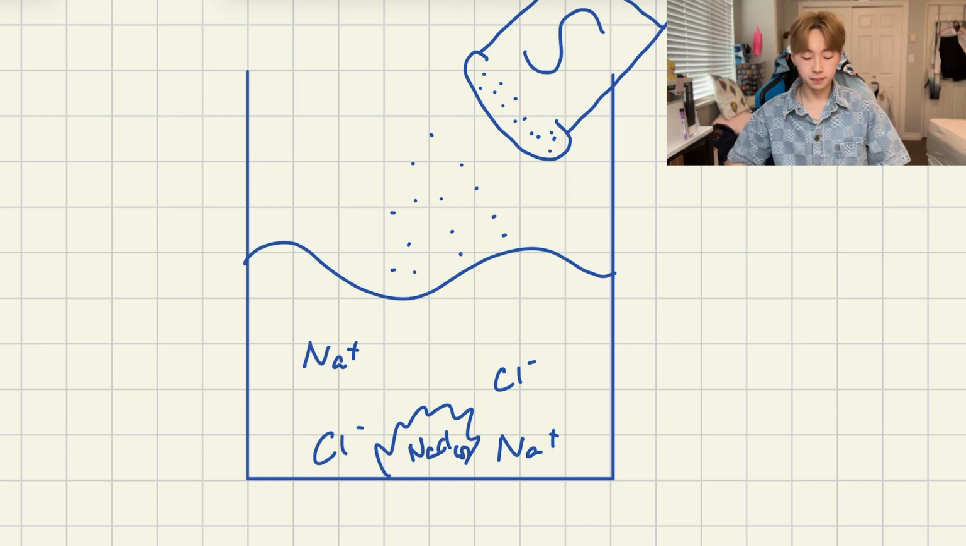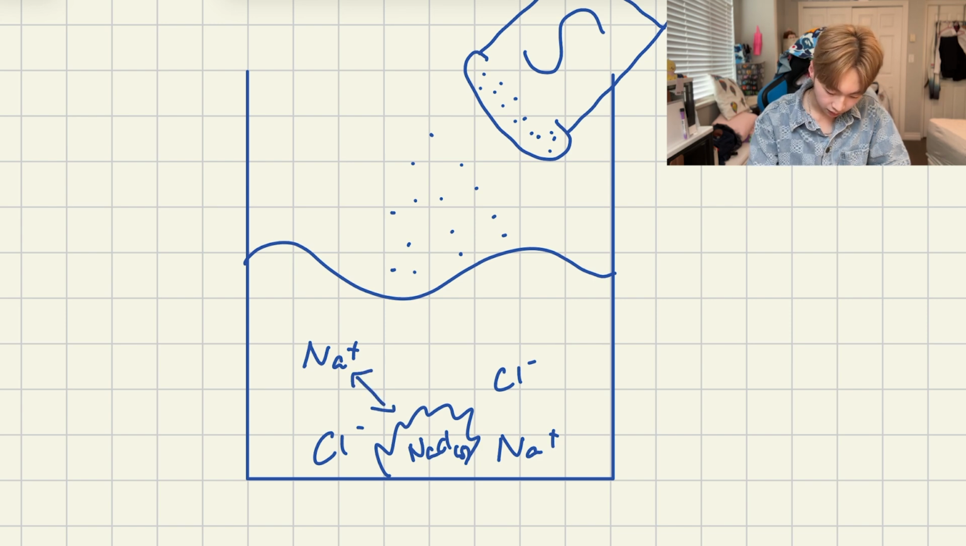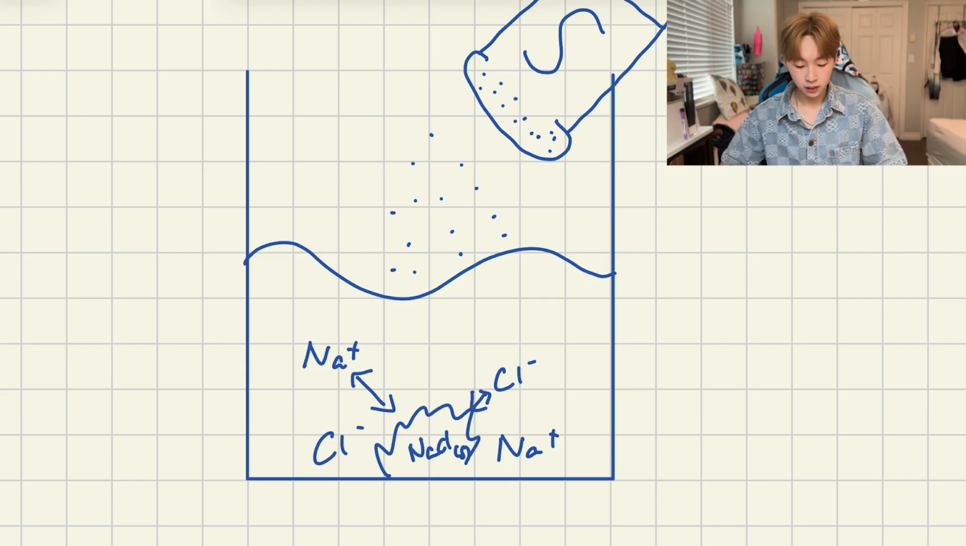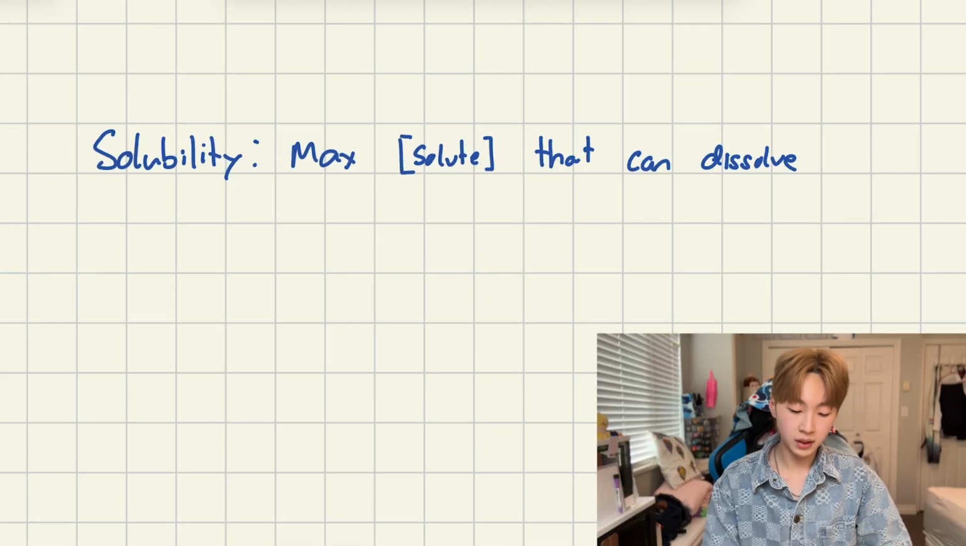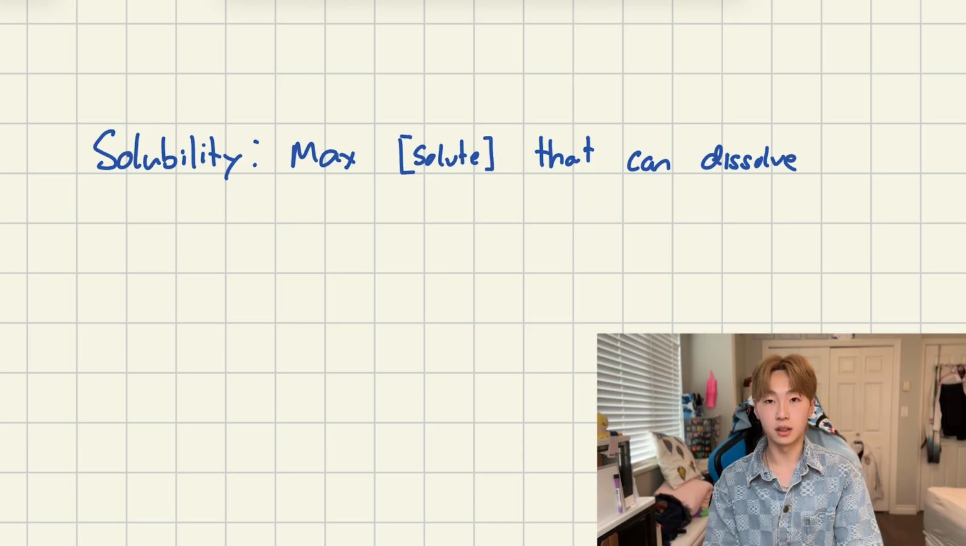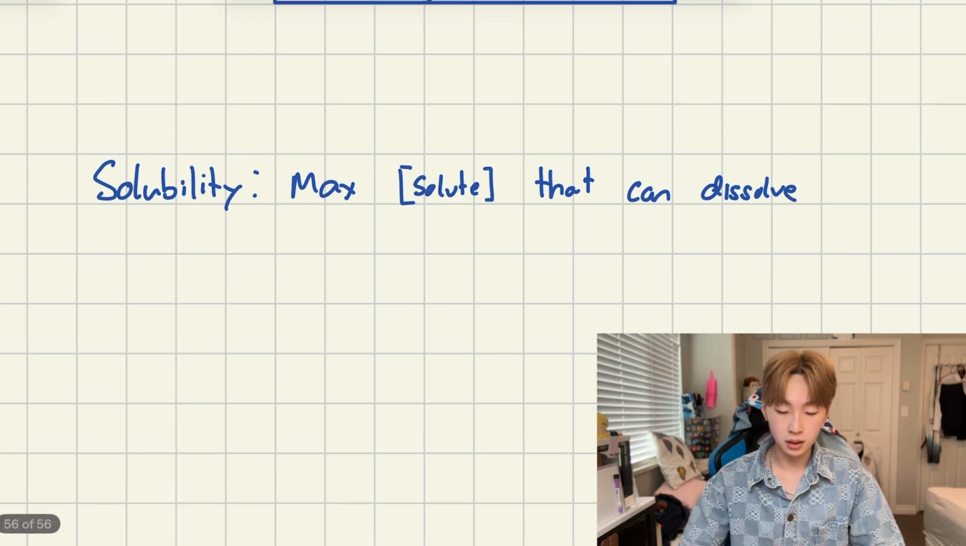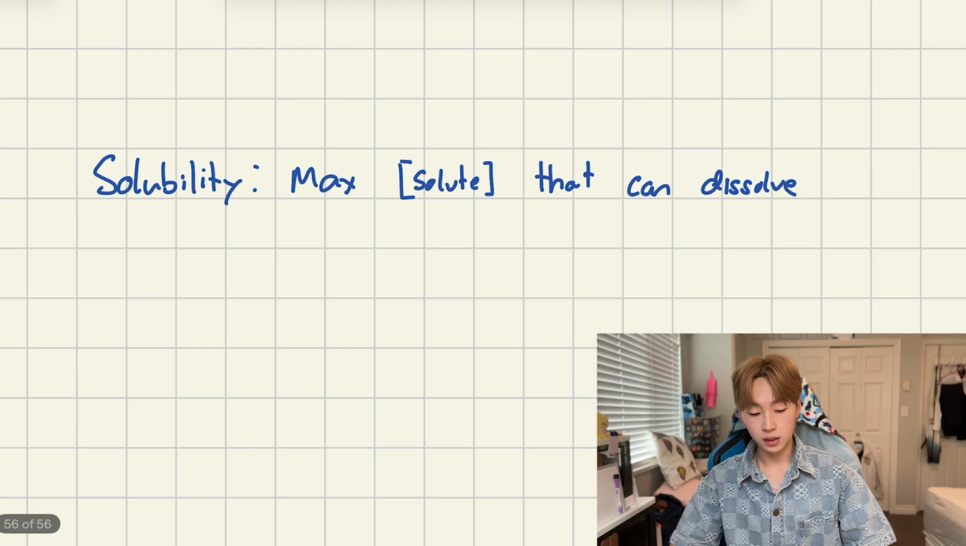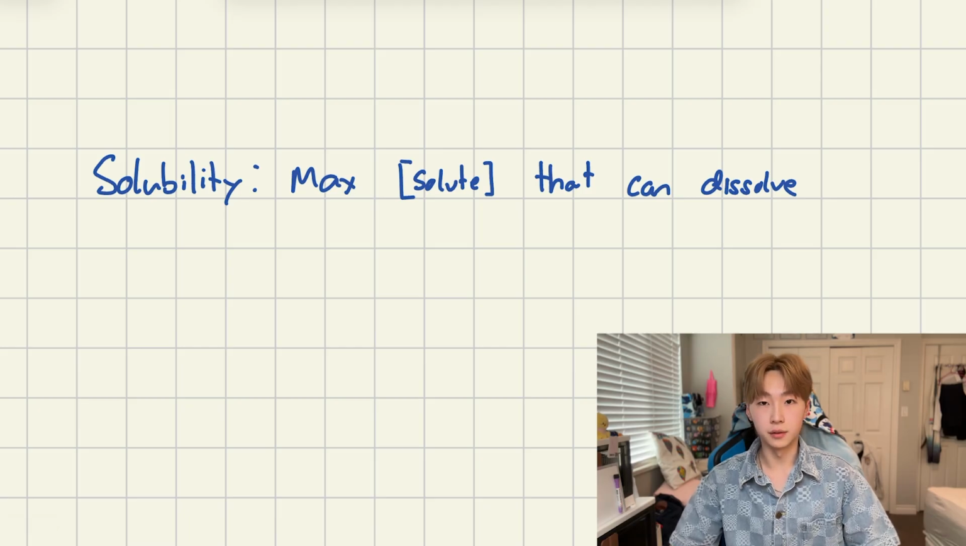in the solid form. And like I mentioned in the equilibrium video, what happens here is that the ions are in equilibrium with the solid. So the solid is dissolving into its ions at the same rate that the ions are precipitating into the solid. And this is only true for saturated solutions. The term solubility refers to the maximum concentration of solute that can dissolve in a saturated solution. So in our saltwater example, the solubility would be the concentration of your ions.